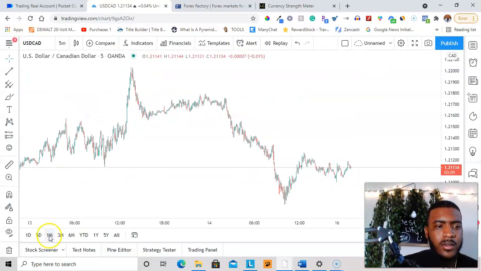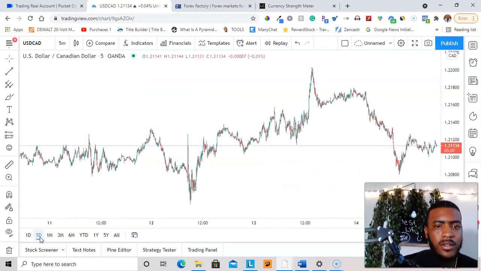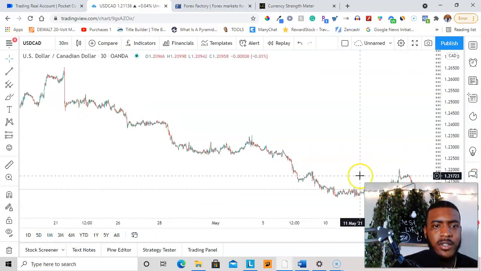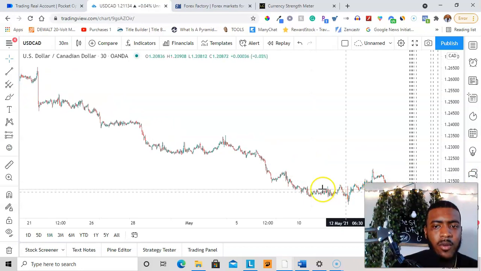Okay, so in 5 days, we see a little bit of an uptrend right here. We had a spike back down, it tanked, and now it might be starting to bounce back up. Let's look at it over a month period. So in a month, we can see a clear downtrend for USD CAD. So overall right now, it's a downtrend in a month.